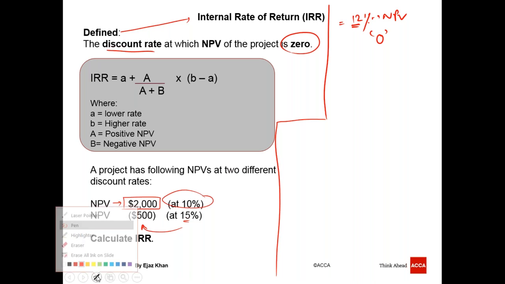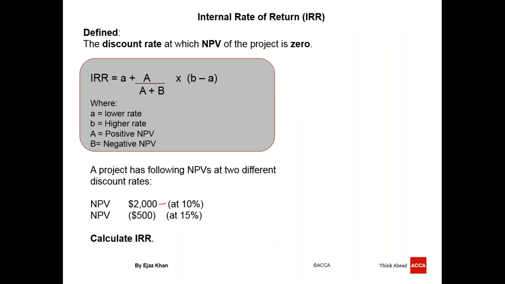Since according to this question, at 10% the NPV is positive, at 15% it will be negative. So we can clearly see a relationship between the discount rate and NPV. When we increased our discount rate from 10 to 15%, we saw a fall in the NPV equal to 2,500, because it was 2,000 positive and now it is 500 negative, which means there is a difference of $2,500.